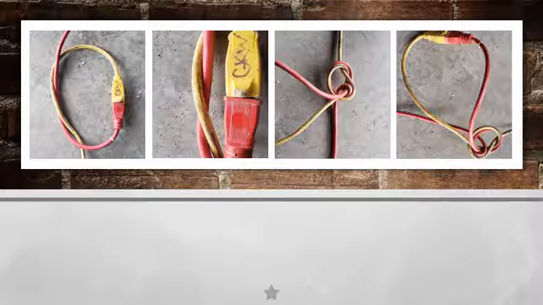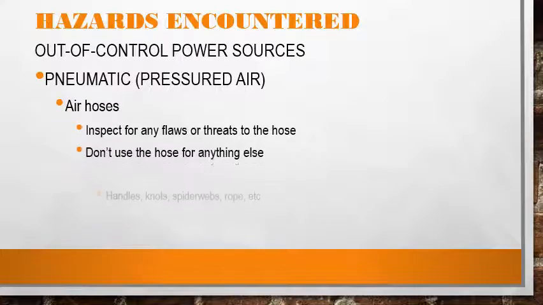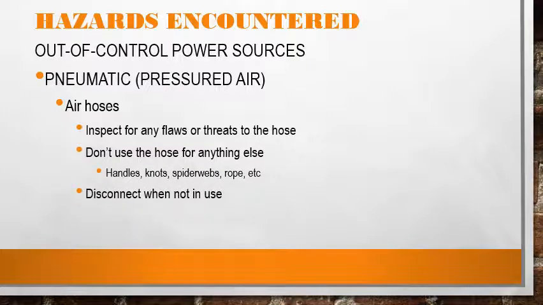The next hazard encountered from out-of-control power sources is going to be from pneumatic tools. Always make sure air hoses are free from any flaws or threats to the hose. Don't use the hose to move a tool. Disconnect a tool from its air source when it's not in use. Never disable or intentionally jam a safety feature on the trigger or the muzzle of a pneumatic tool. These safety features are there to keep us safe.